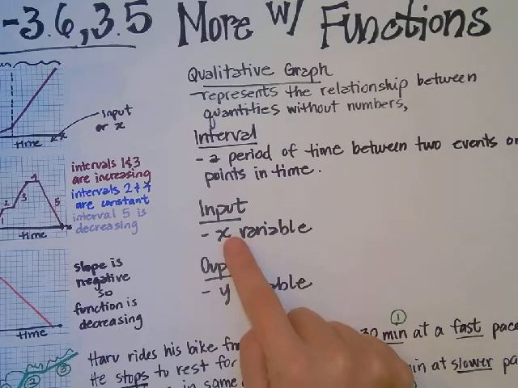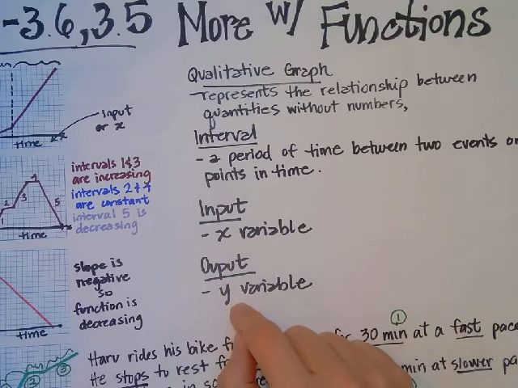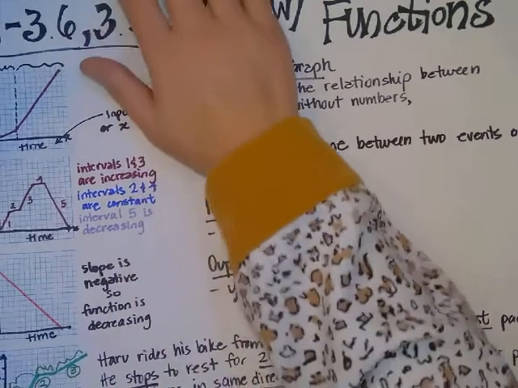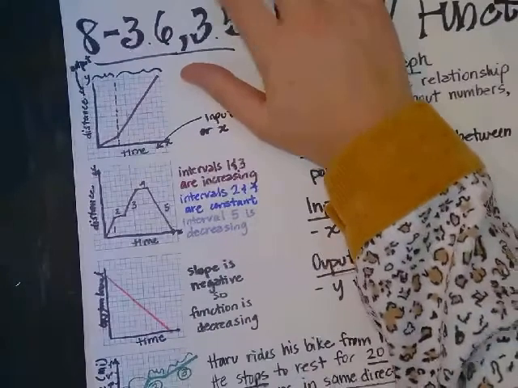And just like before, your input is going to be referenced with your x variable and your output will be referenced with your y variable. So let's take a look at some of these graphs as examples.